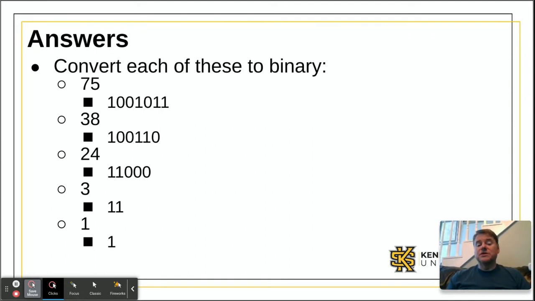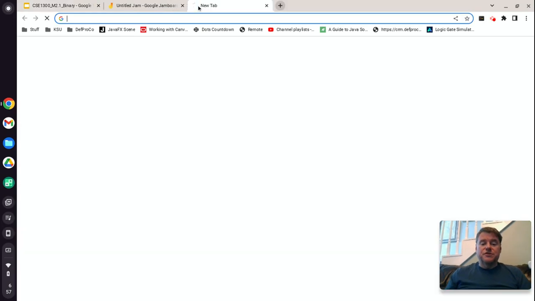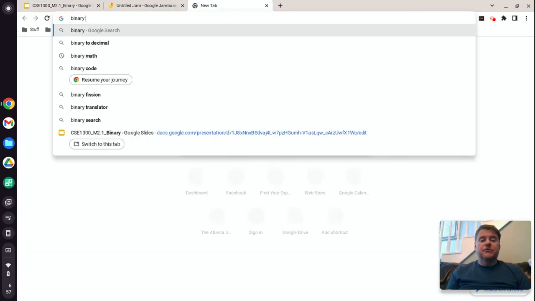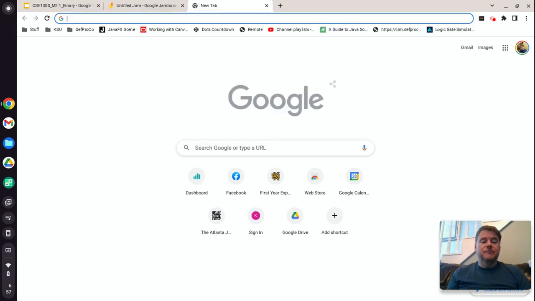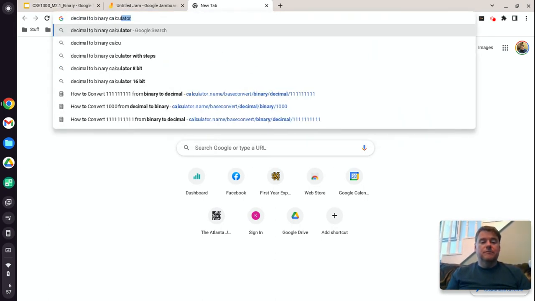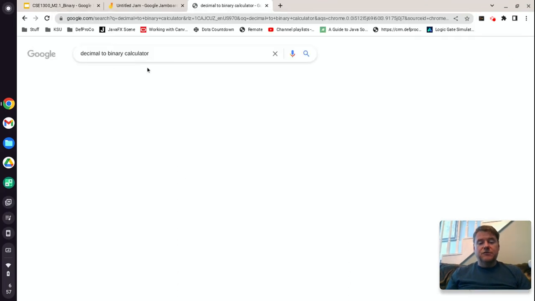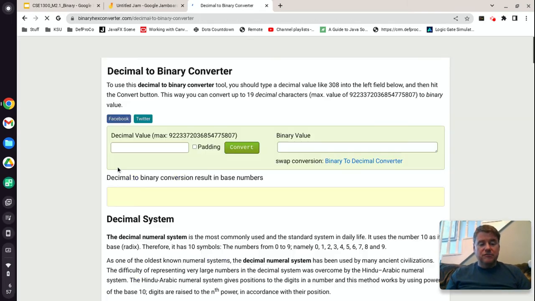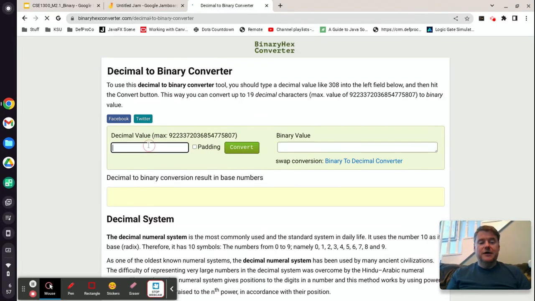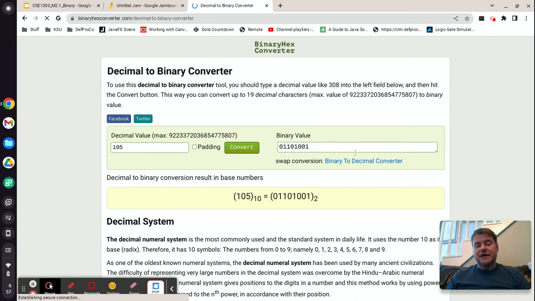You can make up your own and you can test them, and you can certainly find calculators on the internet where you can type in a binary number and it will give you the decimal equivalent. So for example, if I say decimal to binary calculator, that's going to give you rapid tables. How about this converter? There's many of them out here. I've never clicked on this, so hopefully it's a good one. So 105, convert, and it gives me back the binary value.